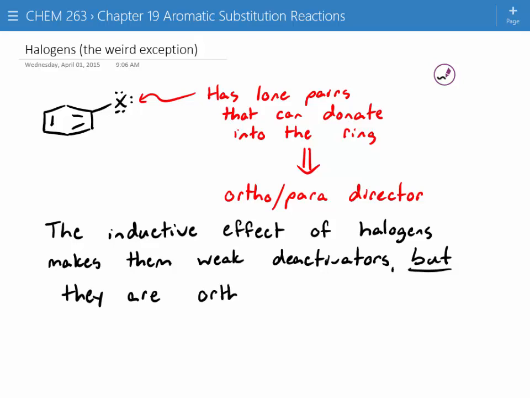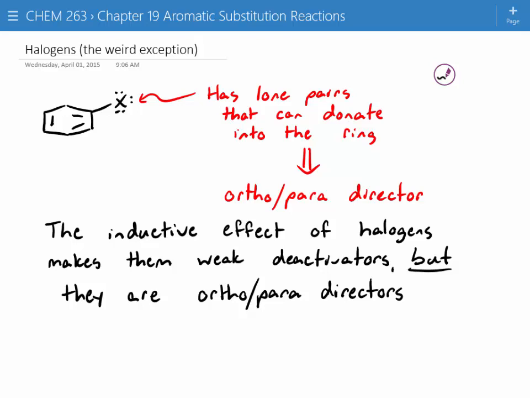They are ortho-para directors. So normally our deactivators are meta-directors. Halogens are the weird example where they still are ortho-para directors because of the lone pair directly on them. Does that make sense? It's the weird exception. It's the only one you have to memorize for the activators and deactivators that doesn't follow the rule very well. That and anisole, I guess.